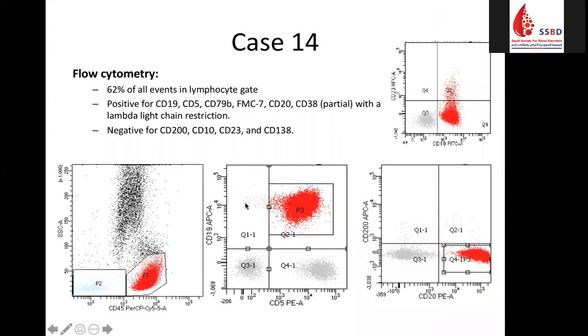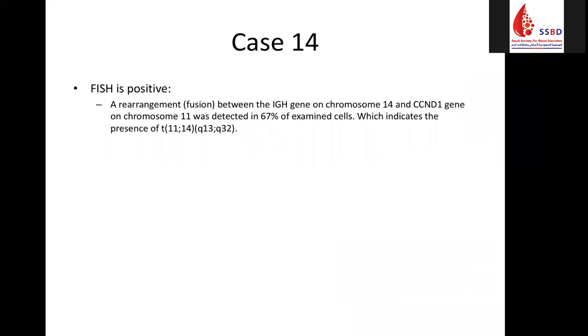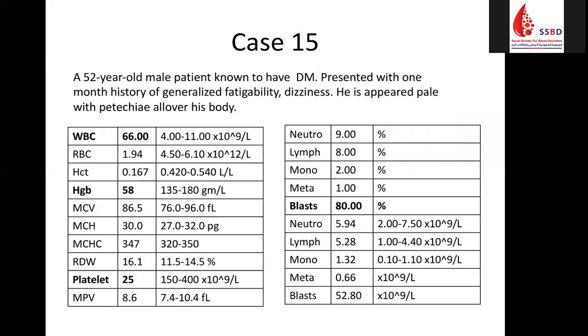And this is confirmed by flow cytometry. So 62% events in the lymphocyte gate, positive for CD19, CD5, CD79b, FMC7, CD20, CD38 with lambda light chain restriction. It's negative for CD200, CD10, CD23, and CD138. So it's confirmed as mantle by translocation 11;14 FISH, and the patient was diagnosed as mantle cell lymphoma. Next case.